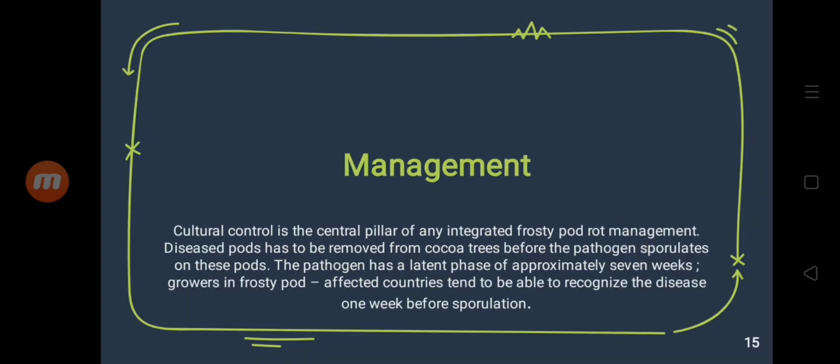Next, management. Cultural control is the central pillar of any integrated frosty pod rot management. Diseased pods have to be removed from cocoa trees before the pathogen sporulates on these pods. The pathogen has a latent phase of approximately 7 weeks. Growers in frosty pod affected countries tend to be able to recognize the disease 1 week before sporulation.